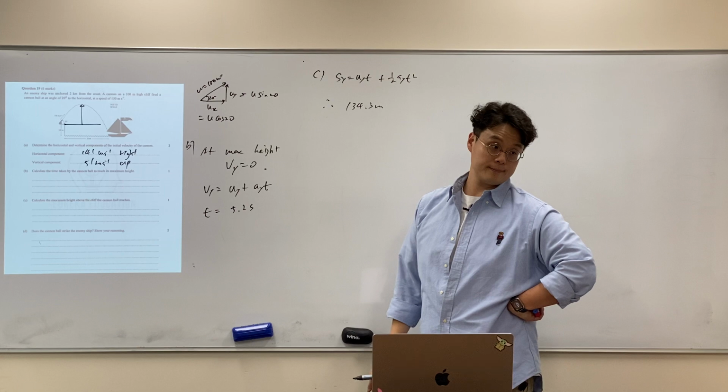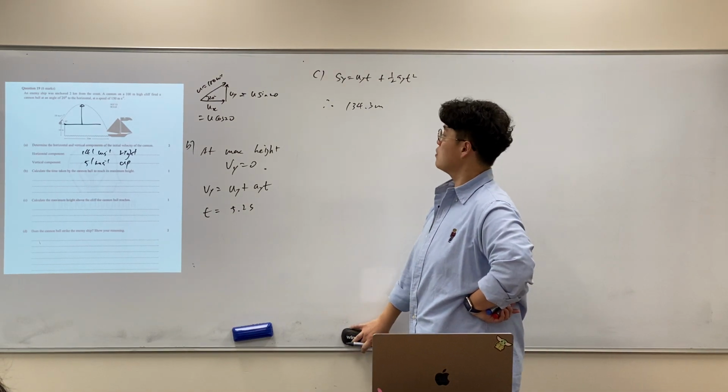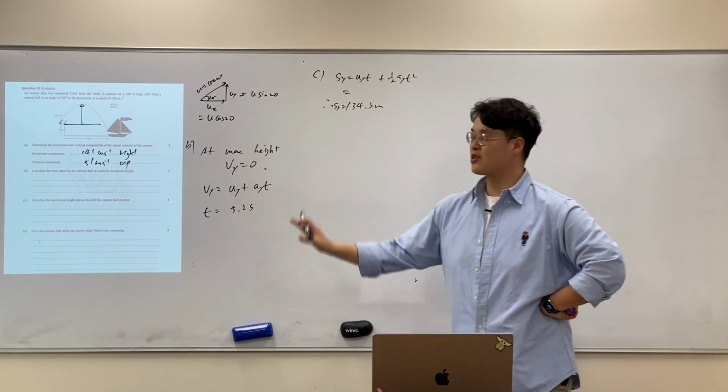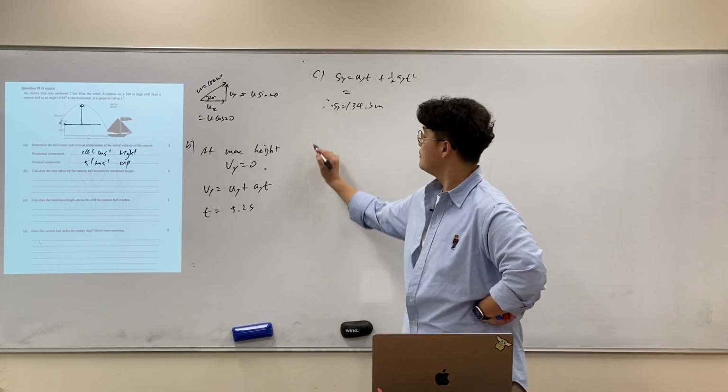Oh, sorry, above the cliff. So that means the Sy would simply be the 134.3. So ignore the 100. My bad. That will be related to question D.